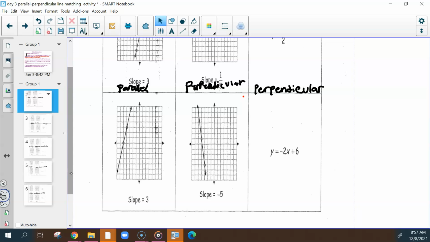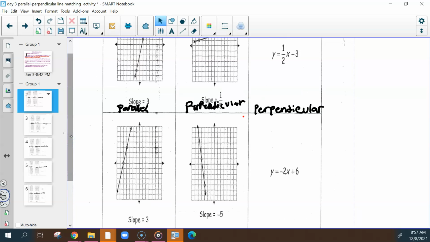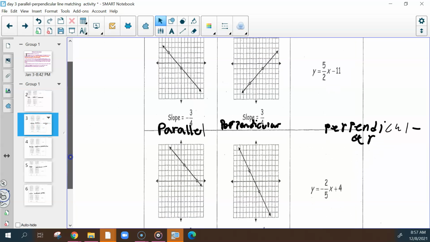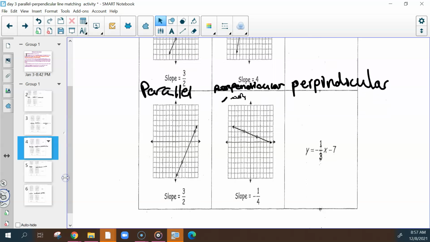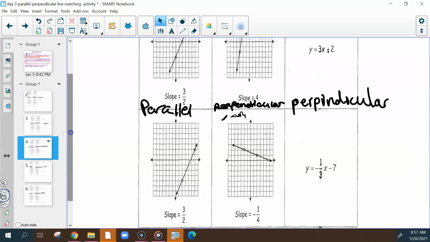Yes. Second are perpendicular. This is 1/5 and -5. And then this third are perpendicular. Yes. Next page. These are parallel. Yes. These are perpendicular. And these are perpendicular. These are parallel, perpendicular, and perpendicular. Yes.